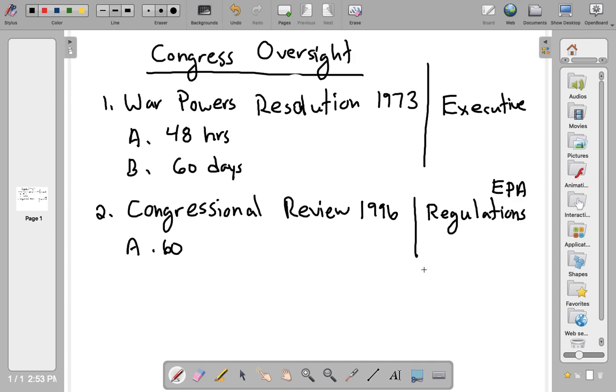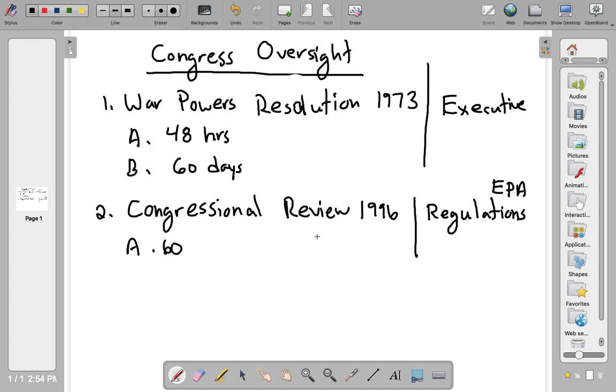Now, in practice, this has been used almost never. It had been used like one time up until Trump became president in 2016. And within Trump's first few months of his presidency, when the Congress was predominantly Republican, they went back and looked at a bunch of regulations that were passed in the last year of Obama's presidency, and they nullified some of them, or they reviewed them and voted against them.